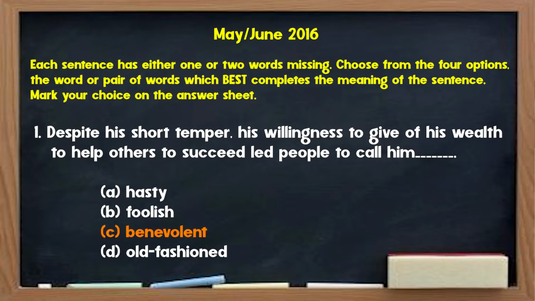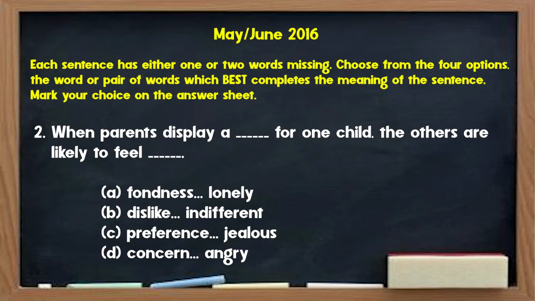Based on what is said in the sentence, we know that it is something positive, and our best option would be benevolent. Number 2, when parents display a something for one child, the others are likely to feel something. A. Fondness or lonely. B. Dislike, indifferent. C. Preference, jealous. D. Concern, angry.